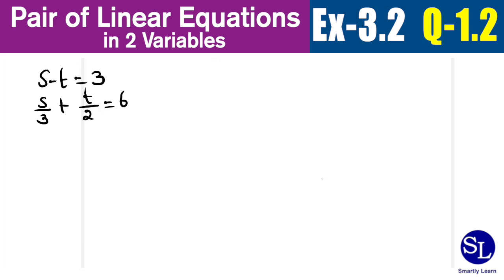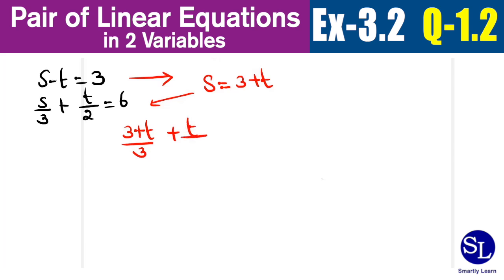Now since this is a method of substitution, let's try to write one variable in terms of another variable. For this, I'm going to use the first equation. So s can be rearranged as 3 plus t. This is what I'm going to substitute in the second equation. So wherever there is s, I'm replacing it with 3 plus t. So (3 plus t) by 3 plus t by 2 is equal to 6. Now I need to take an LCM, which is 6.